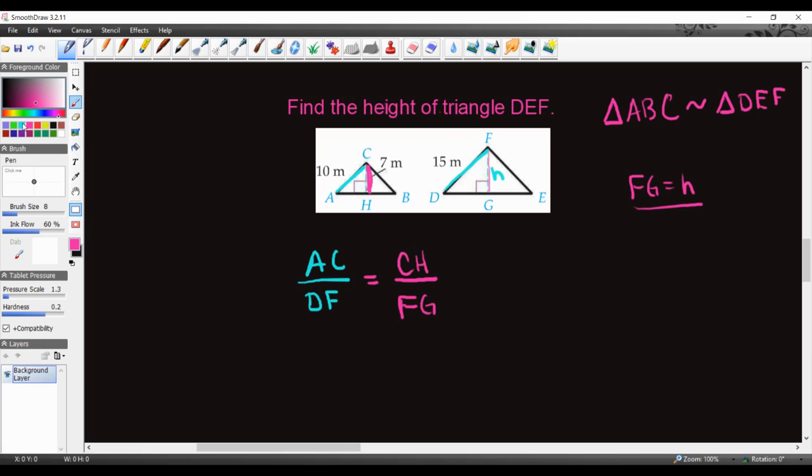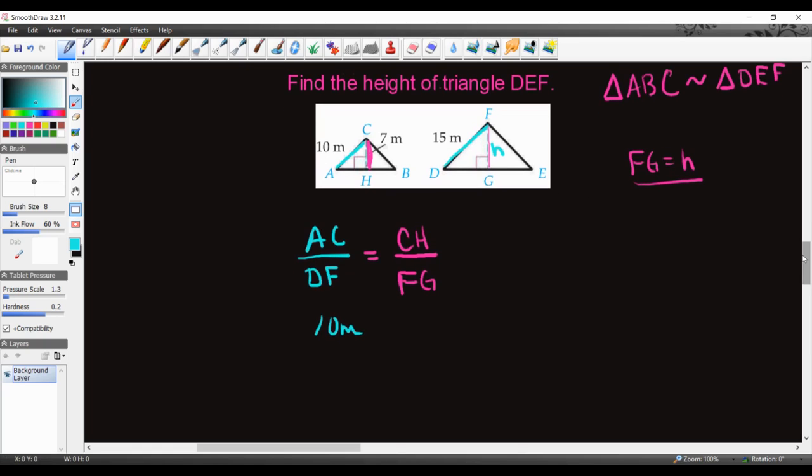So now we're just going to plug numbers in. AC is equal to 10 meters. DF is 15 meters. And then CH is 7 meters. FG is what we don't know, so I'm just going to put an H there. At this point, we can go ahead and do our cross multiplication.